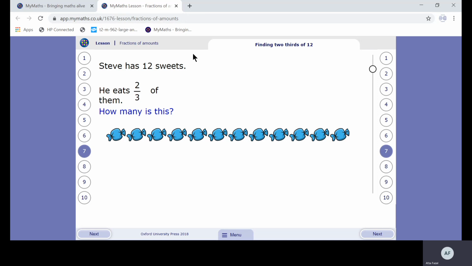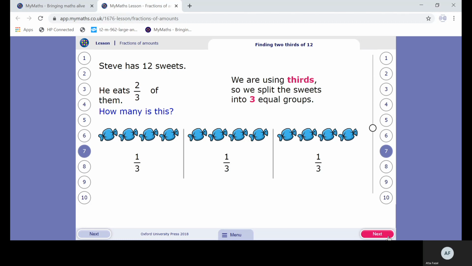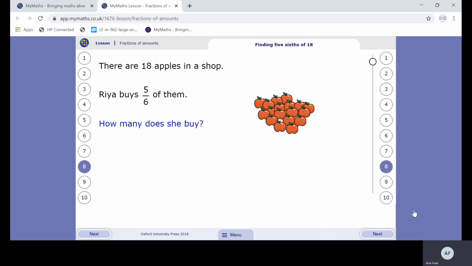We've got Steve has 12 sweets. He eats 2/3 of them. How many is this? So remember what we did last time. So you have your total divided by 3 and times it by 2. So Steve ate 2/3. He ate 2 sets of 4 sweets. So 12 divided by 3 is 4 times 2 is 8. So 2 sets of 4 is 8.